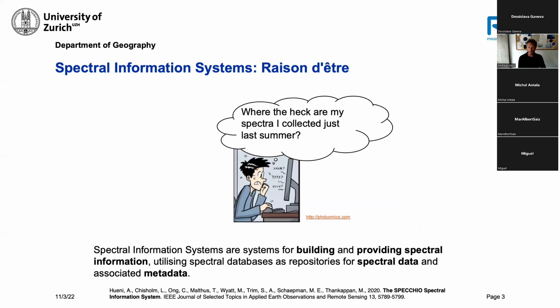I think the reason why we've got these systems is, I quickly figured it out myself: we've got a lot of data, and you usually spend a lot of time looking for your data. These systems are information systems that store the spectral information and metadata in a database, and then give you a search interface or an interaction interface to work with these data.